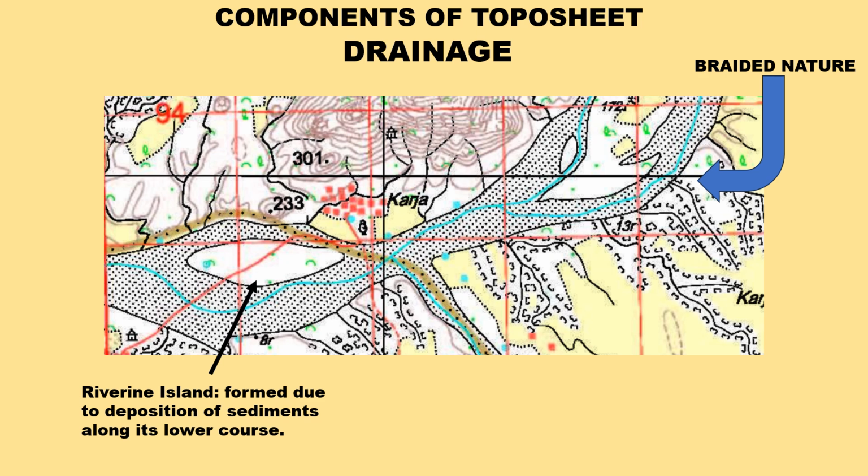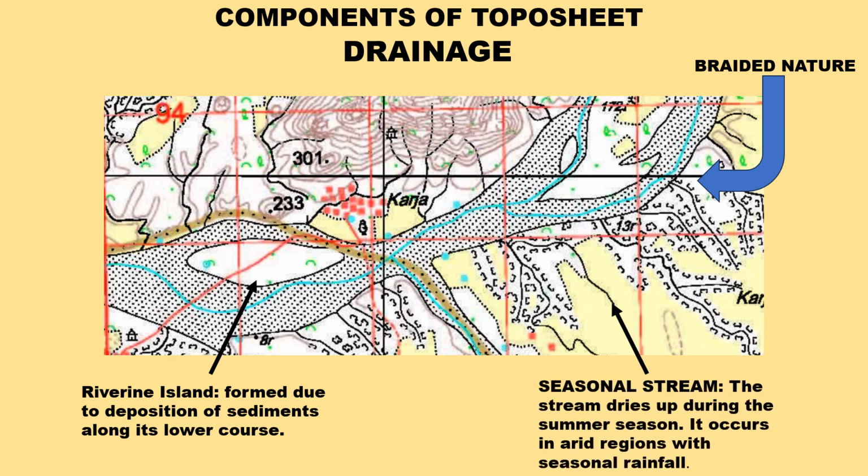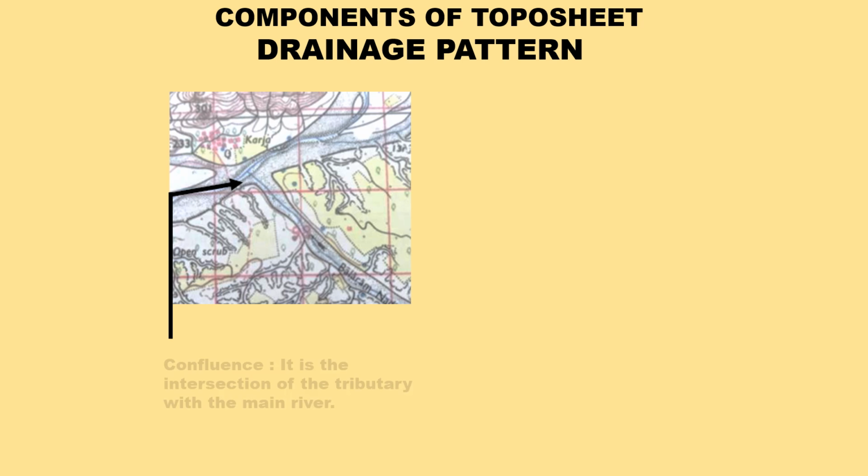They have riverine islands formed due to the deposition of sediments along the lower course, and from the rivers we get numerous seasonal streams. The streams dry up during the summer season. It occurs in arid regions with seasonal rainfall. Again, we get to see confluence. It is the intersection of the tributary with the main river.